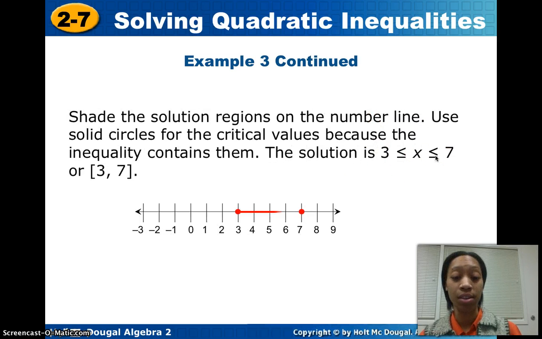So the solution, we can shade the solution region on the number line using a solid circle for critical values because the inequality contains them. So the solution set is between 3 and 7, and we write it like this. It's a compound inequality: 3 is less than or equal to x is less than or equal to 7. Or we could write it in set notation, x is between 3 and 7. Good.